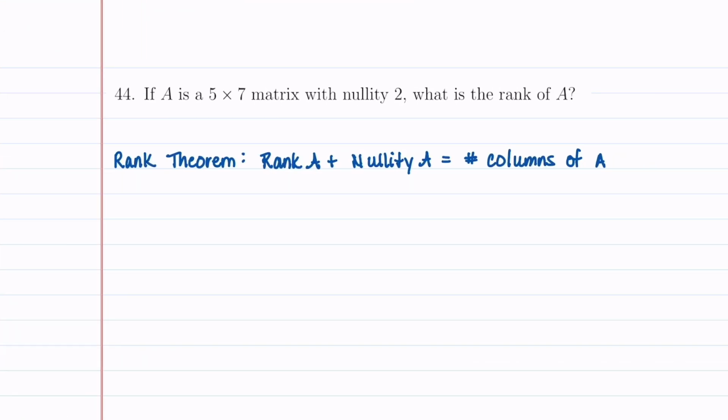In this problem, we're told that A is a 5 by 7 matrix with nullity 2, and we're asked to find what the rank of matrix A is. To do this problem, we're going to use the rank theorem. The rank theorem tells us that the rank of A plus the nullity of A is equal to the number of columns of A. So let's begin by writing down that our matrix A is a 5 by 7 matrix. That means that we have 5 rows and we have 7 columns.